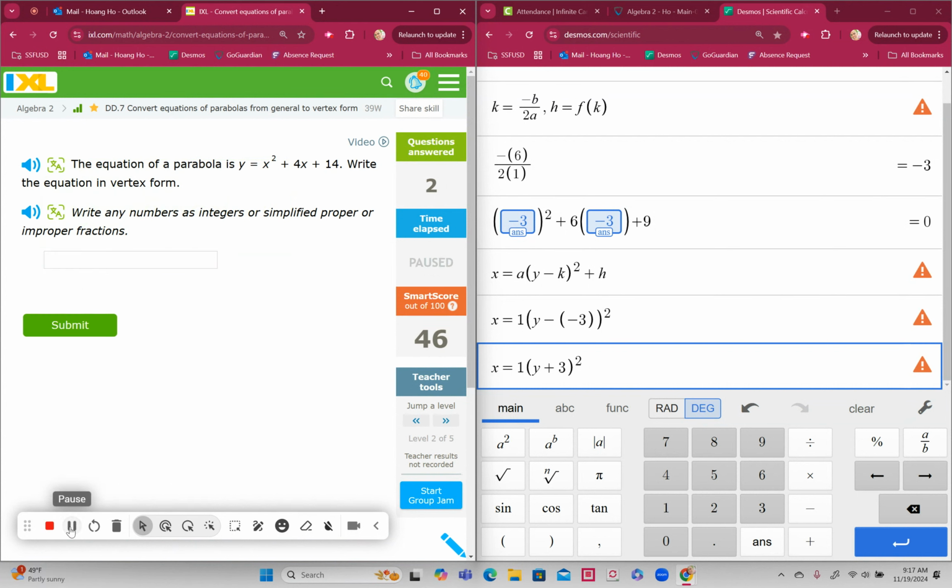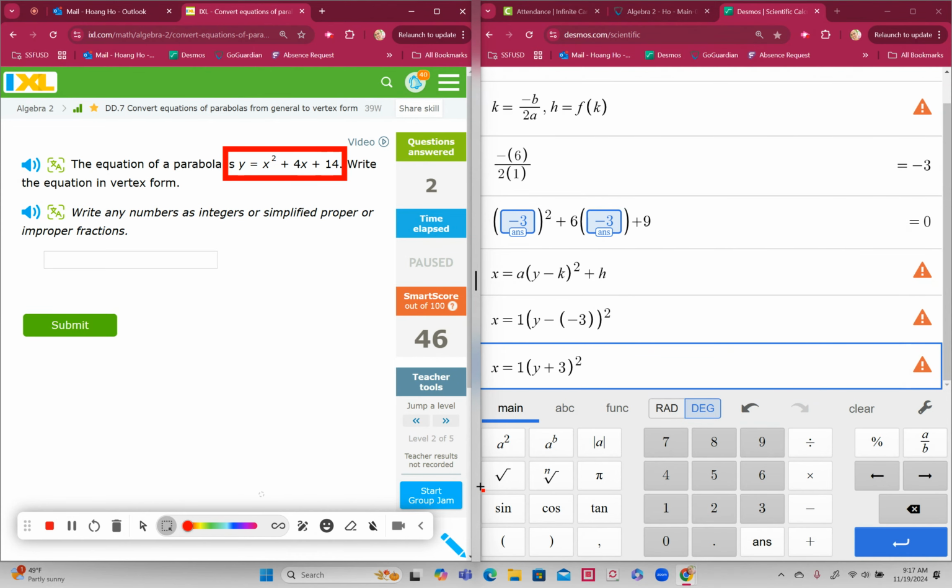So this is a vertical parabola. This is a vertical parabola. This is the standard form right here. Okay, so let's write down the standard form. y equals ax squared plus bx plus c. Okay, so you can see again the a equals number 1. So I put number 1 right there. And then the b equals number 4.